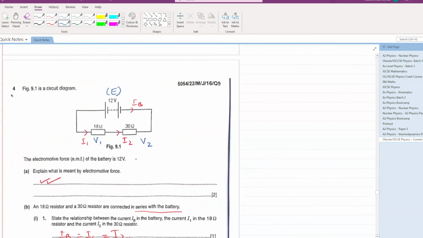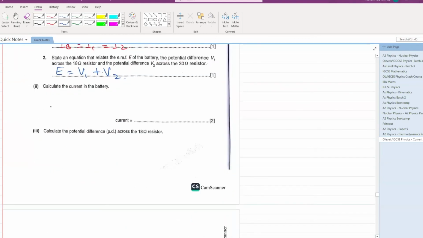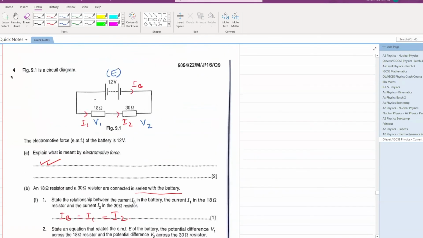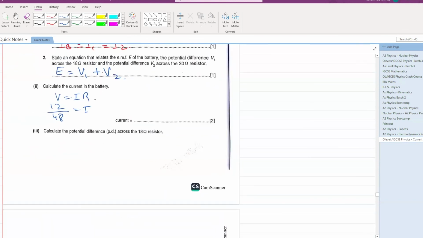Calculate the current in the battery. Very easy. 12 volts. The total resistance is 48. Calculate the current. V is equal to IR. Total is 12. The resistance is 48. What does your current come out to be? Current comes out to be 12 divided by 48. This gives you an answer of 0.25 ampere.